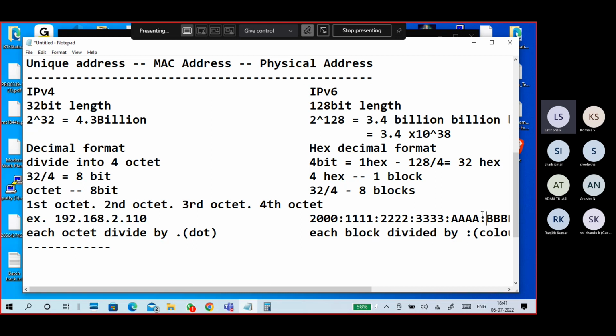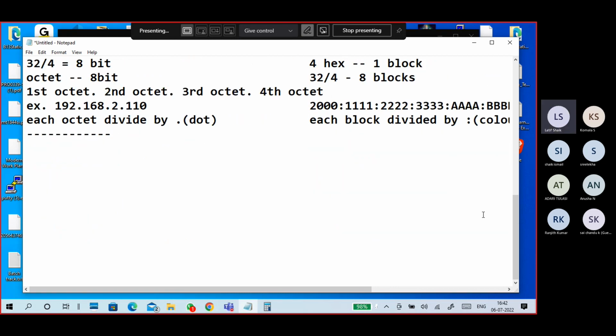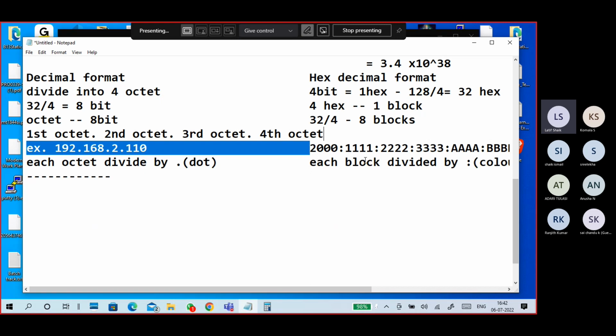And IPv6 is a 128-bit length single IP address. It is represented in hexadecimal format. Each hexa digit is equal to 4 binary bits. So there are 32 hexadecimals in a single IPv6. This is an example: totally 8 blocks, and each block is divided by a colon.